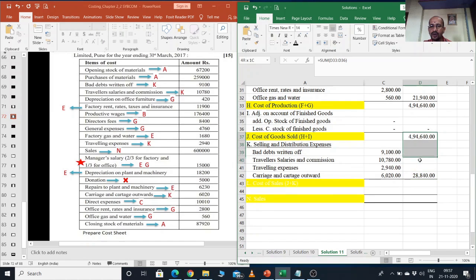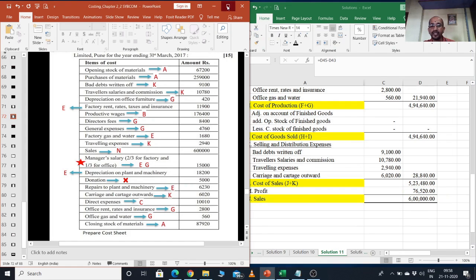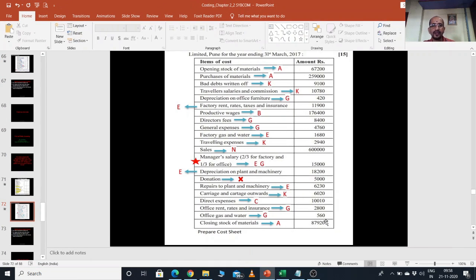Add this to the cost of goods sold and you will get the amount which is your cost of sales. Now they have already given us the sales value, that is 6 lakhs, so put the figure, sales 6 lakhs. Now just minus this cost of sales from sales and you will get your profit. So this is 76,520, your profit.